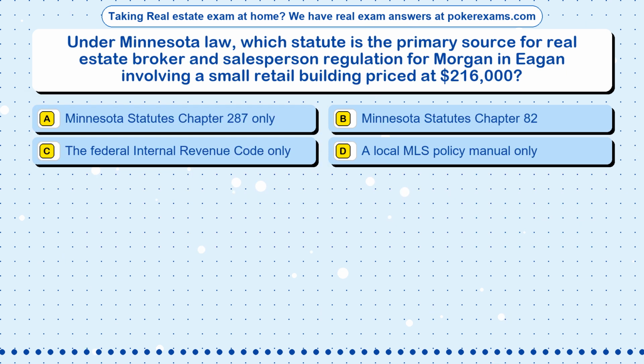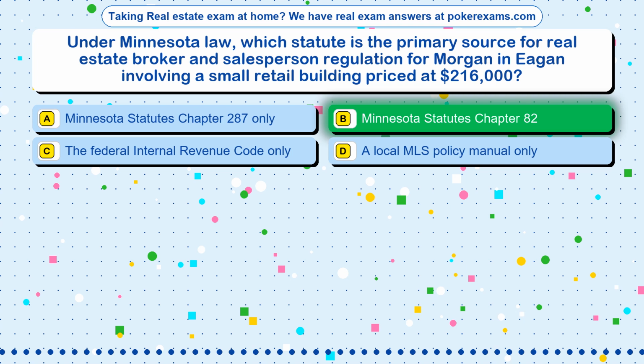Question 42. Under Minnesota law, which statute is the primary source for real estate broker and salesperson regulation for Morgan & Egan involving a small retail building priced at $216,000? Option A, Minnesota Statutes Chapter 287 only. Option B, Minnesota Statutes Chapter 82. Option C, the Federal Internal Revenue Code only. Option D, a local MLS policy manual only.